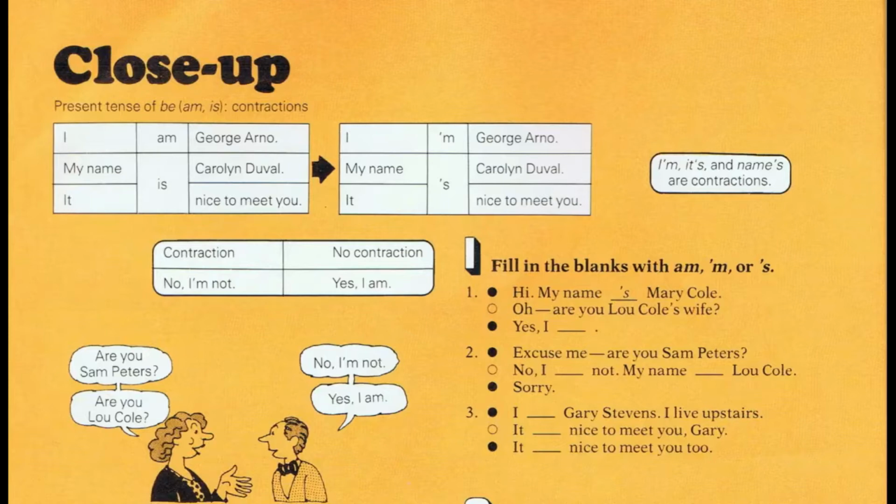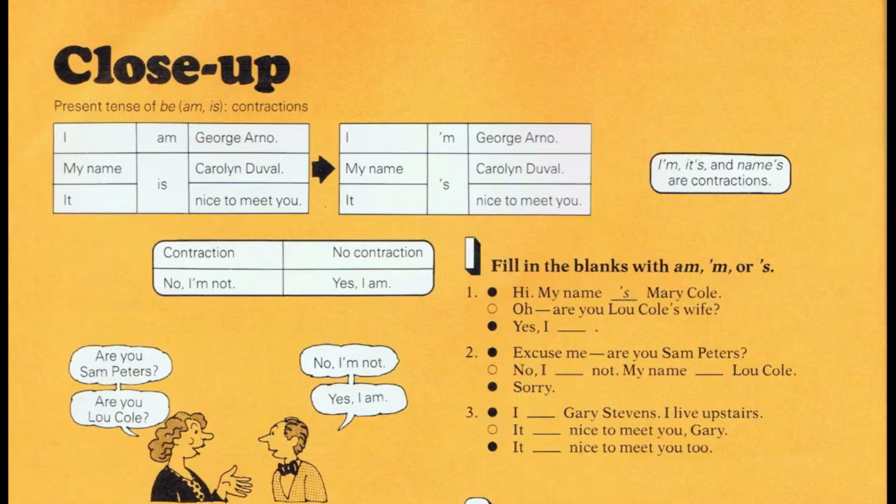We have two boxes. On the left side we have full forms. On the right side we have contractions. First we have I am George Arno. Then on the other side, I'm George Arno. Apostrophe M is used to make a contraction. Then on the left side, my name is Carolyn Duvall. On the right side, my name's Carolyn Duvall. Apostrophe S makes it short for us.